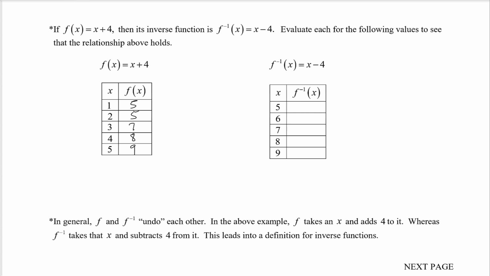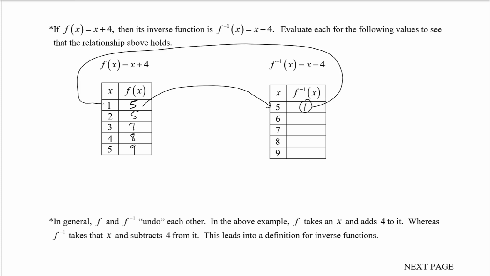So I take the output, I take the result I just got, and I input it into the inverse. So I'm going to take 5 and plug it in here. So 5 minus 4 is 1. And my output, 1, is exactly what I started with over here. So basically, this function undoes what this function did to it.